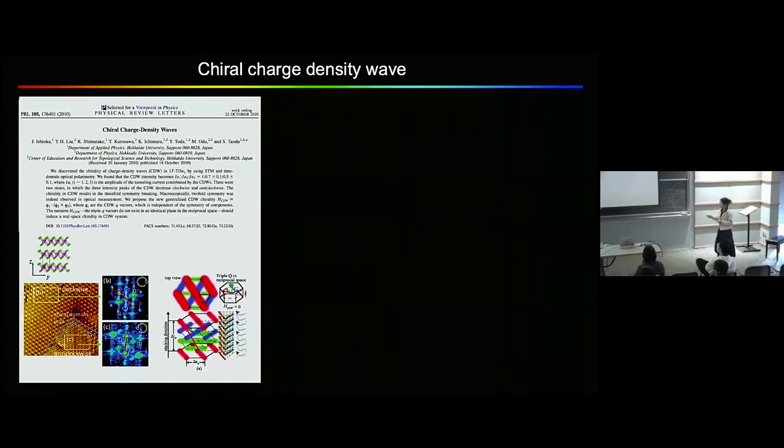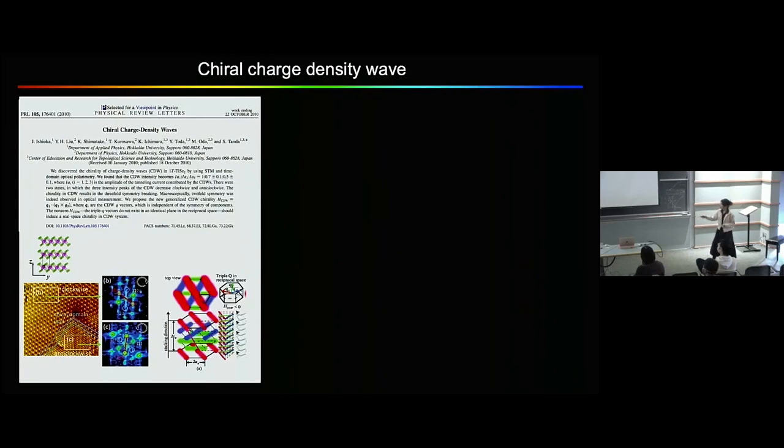This chiral charge density wave means that the 3Q vectors are actually not equivalent. So you can see here, at each plane at a particular z, there is only one Q vector dominant in this charge modulation.